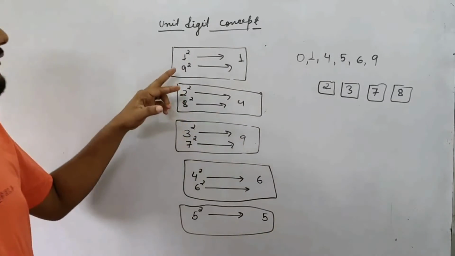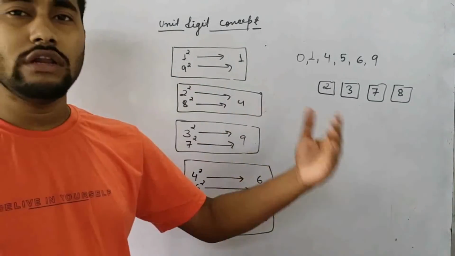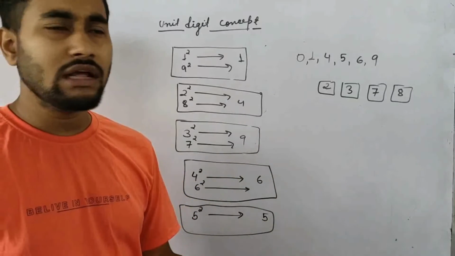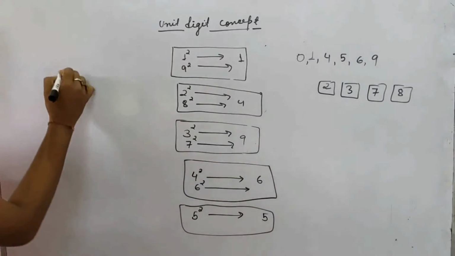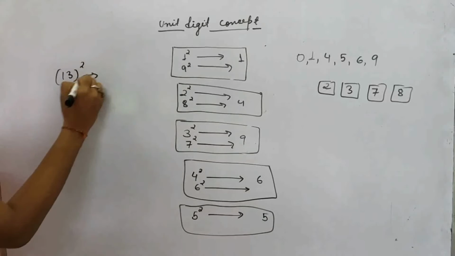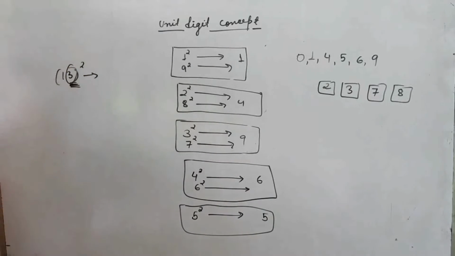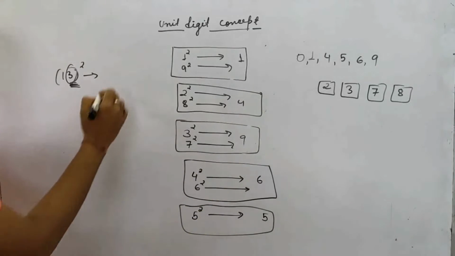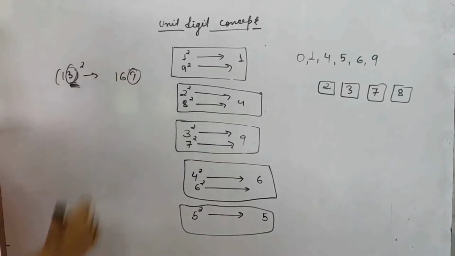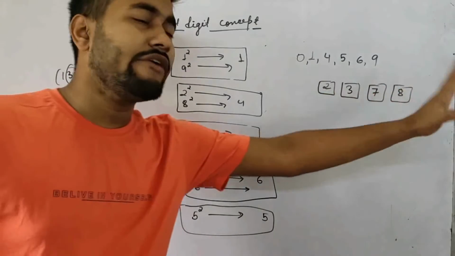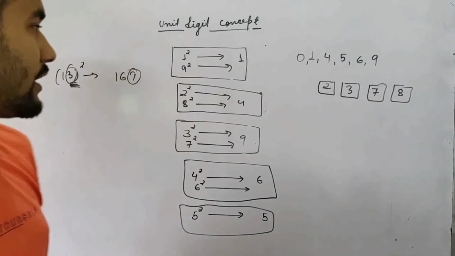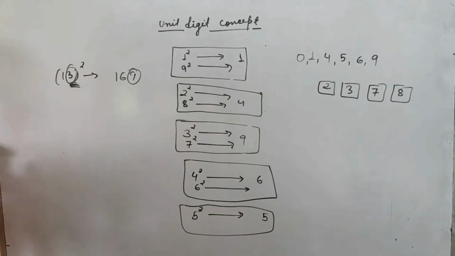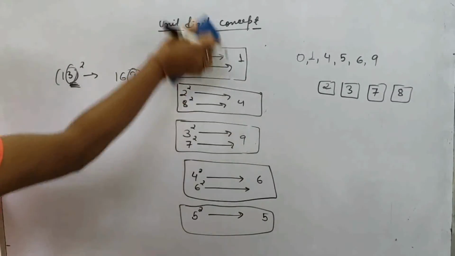You keep on doing. We have done till 9. You do 10, you do 11, you do 12, you do 13. The same thing will come. You do 13 square. What is there? 3 is there. So 3 then 9. So over here also you see 13 square is 169. You see 9 will come. So this digit will never come: 2, 3, 7, 8. That was our property 1. Understood? So this will help you. Write this table in your notebook.